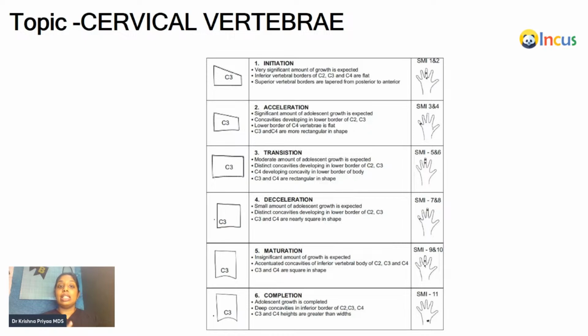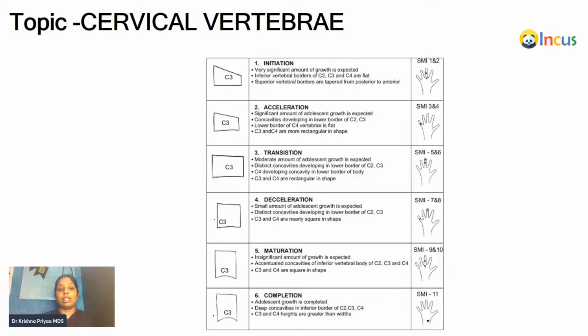So first is initiation, when it is mostly about the lower surface of the vertebra. If the lower surface is very flat, like straight, then we can see that almost 100% of growth potential is there. We can make use of the growth potential. And the second stage is acceleration. Here there is slight concavity in the C2 and C3, but the C4 will be flat. In this case, we have 80% of the growth potential remaining.